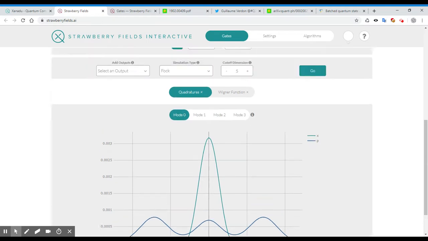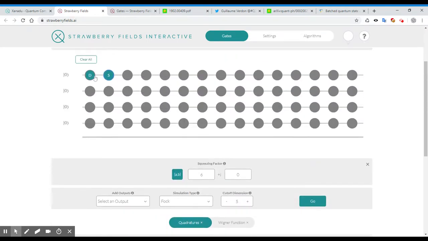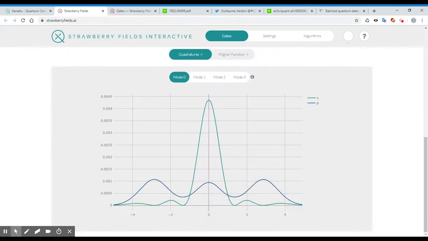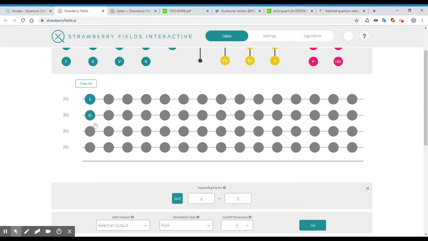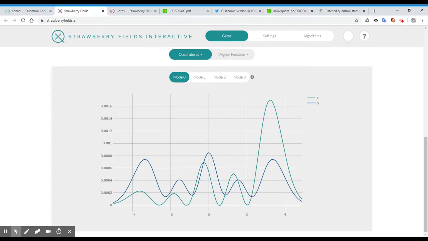That's really not going anywhere, I think, so far. Let me squeeze first and see what happens. If I squeeze first, you get something like this. And if you now displace, you get something like this.